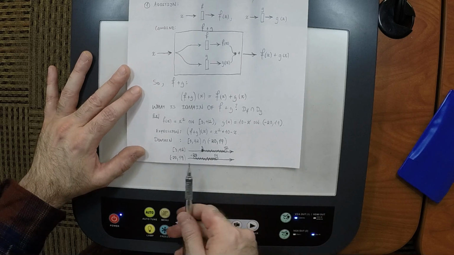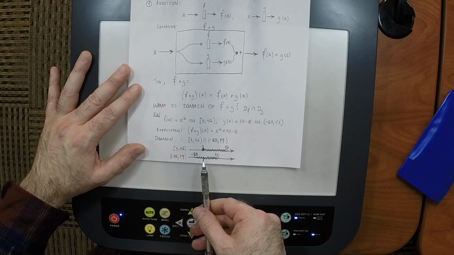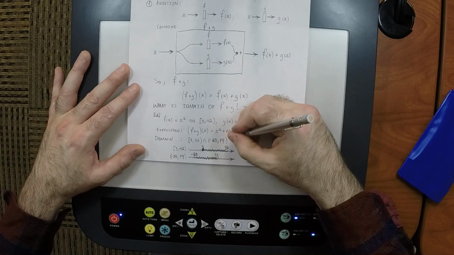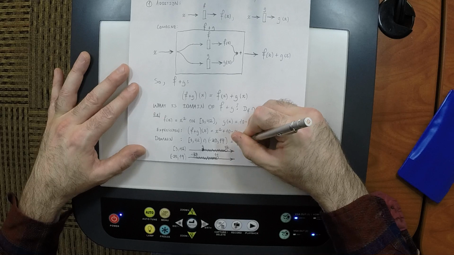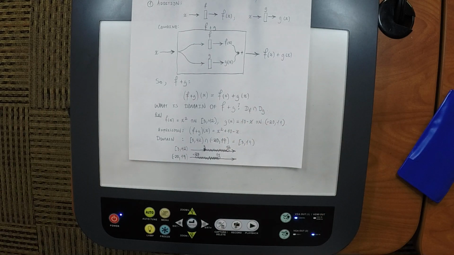All right. So again, back here at negative 25, neither one of them is defined. And then they both become defined at 3, and then they're both defined all the way up to 19. All right. Any question about this one?